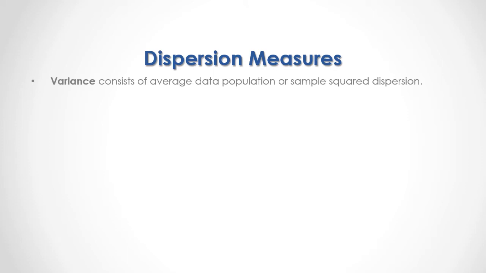Variance consists of average data population or sample square dispersion. As a formula, to the left we have the population variance with sigma squared, which is equal to 1 divided by the number of observations within the population multiplied by the sum from the first to the last of the differences between the data within the population minus its arithmetic mean, and that result to the power of 2.